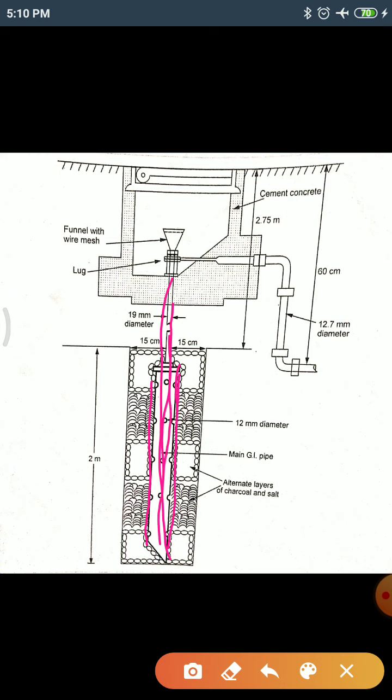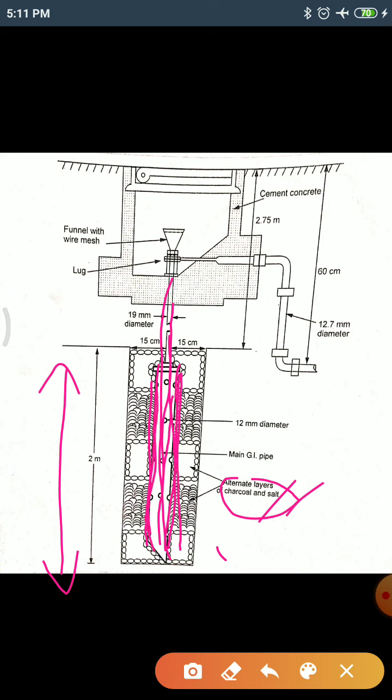The pipe you have inserted 2 meter below the earth has to be surrounded by alternate layers of charcoal and salt. As we said, charcoal and salt increase the efficiency of the earthing and improve the soil, which holds the moisture. A 12 mm diameter hole has to be made on this pipe, for breathing purposes.